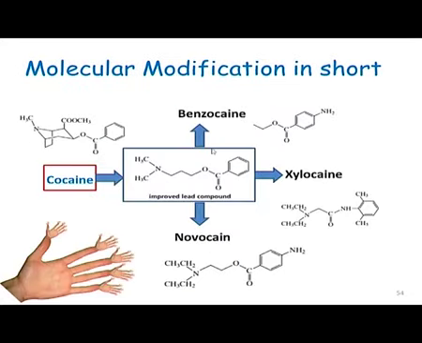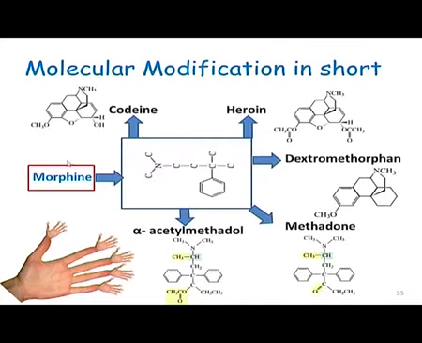So what do we understand? In a nutshell, we realize that molecular modifications are actually the creators of drugs. So for that you have to have a lead compound. In one case we saw that lead compound was cocaine, and from that cocaine we derived an improved lead compound, and this lead compound upon further chemical modification gave us three very important compounds: benzocaine, xylocaine and novocaine. In the second case, morphine was the lead compound. It gave us this pharmacophore, and based upon this pharmacophore we could get so many drugs: codeine or heroin or dextromethorphan or methadone or alpha acetyl methadone, right.